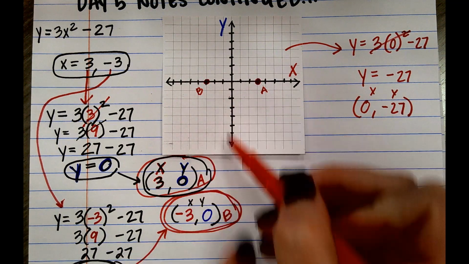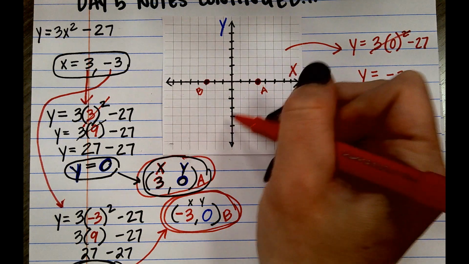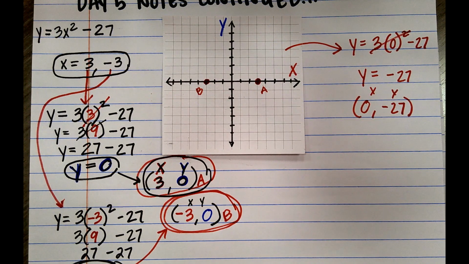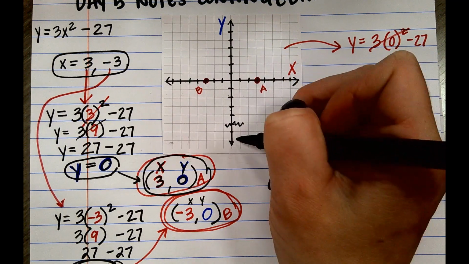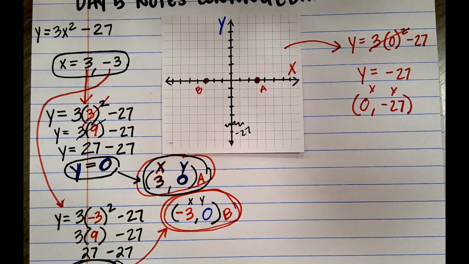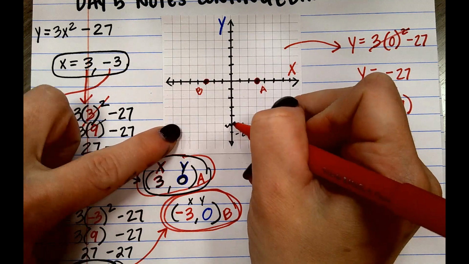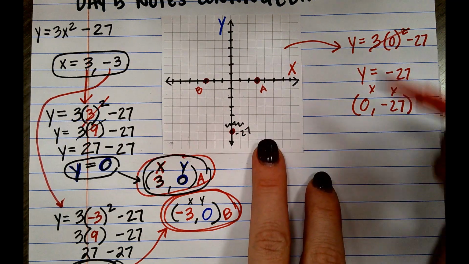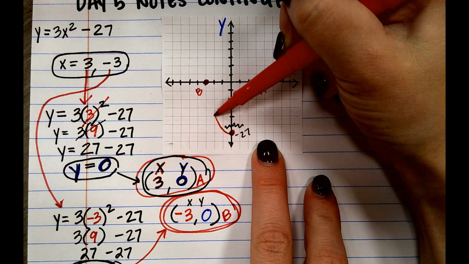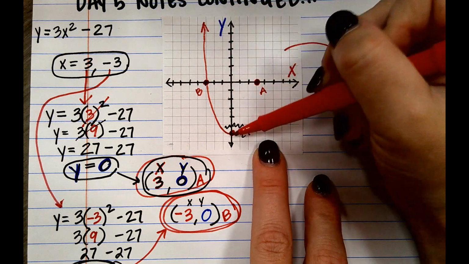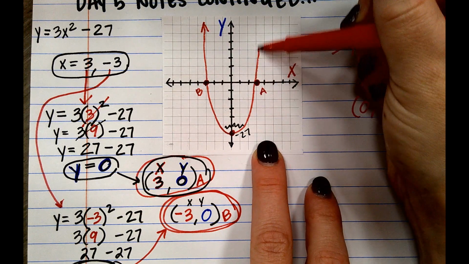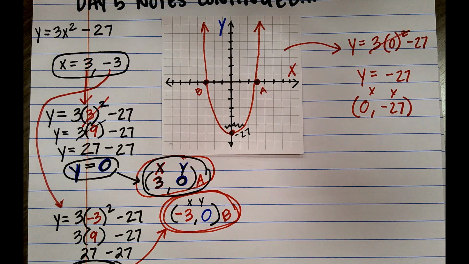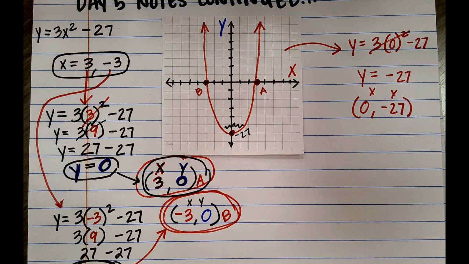So, it's going to be way down there. Way down there. And I'll draw like a break in the graph, and we'll say that's negative 27. And this would be our vertex. And we just shoot. See that? Looks like a long finger. Yeah, a little bit.